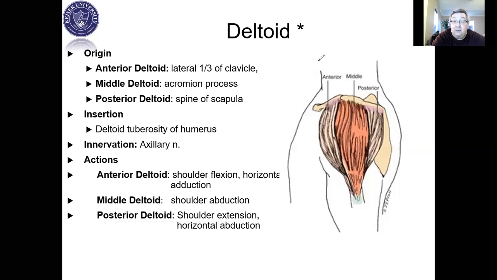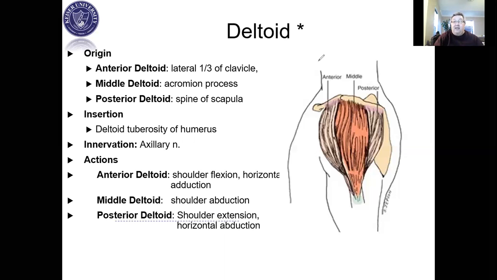The posterior delt is on the posterior part of the body. There's no way the posterior deltoid can do flexion. It can't do flexion. Flexion is done in the front. But the posterior delt does shoulder extension. Posterior deltoid does shoulder extension and horizontal abduction, where we're going away from the body.